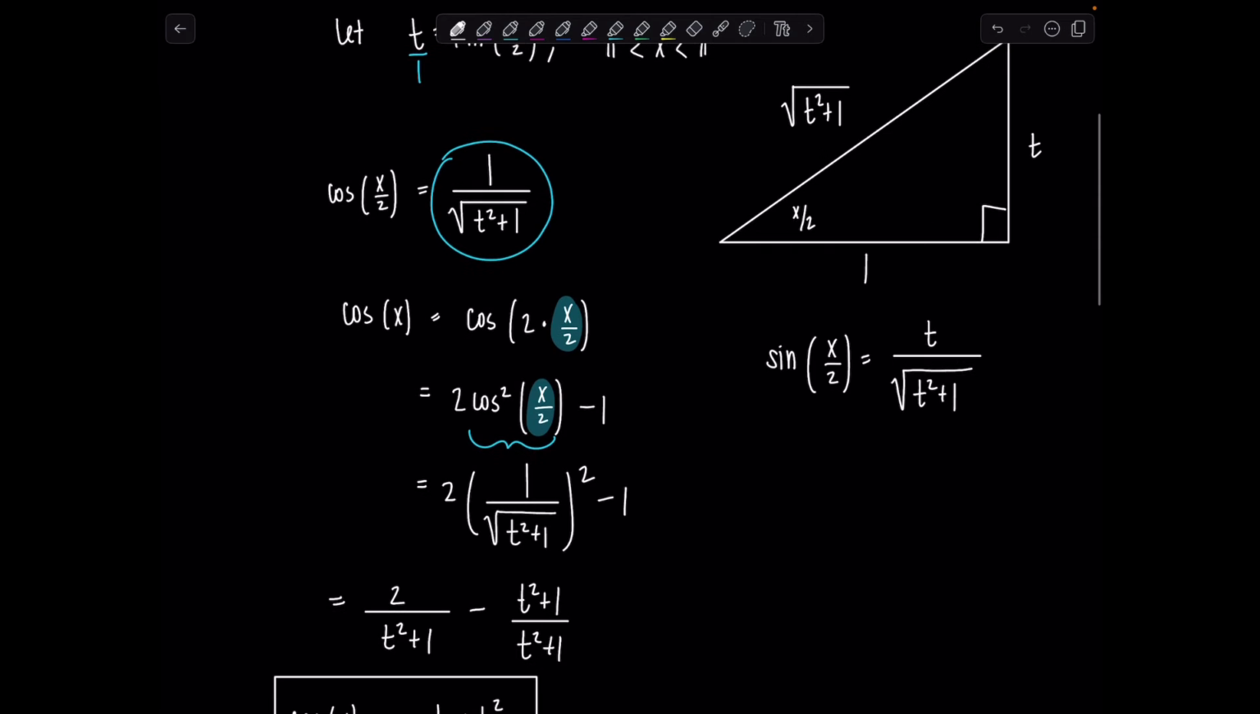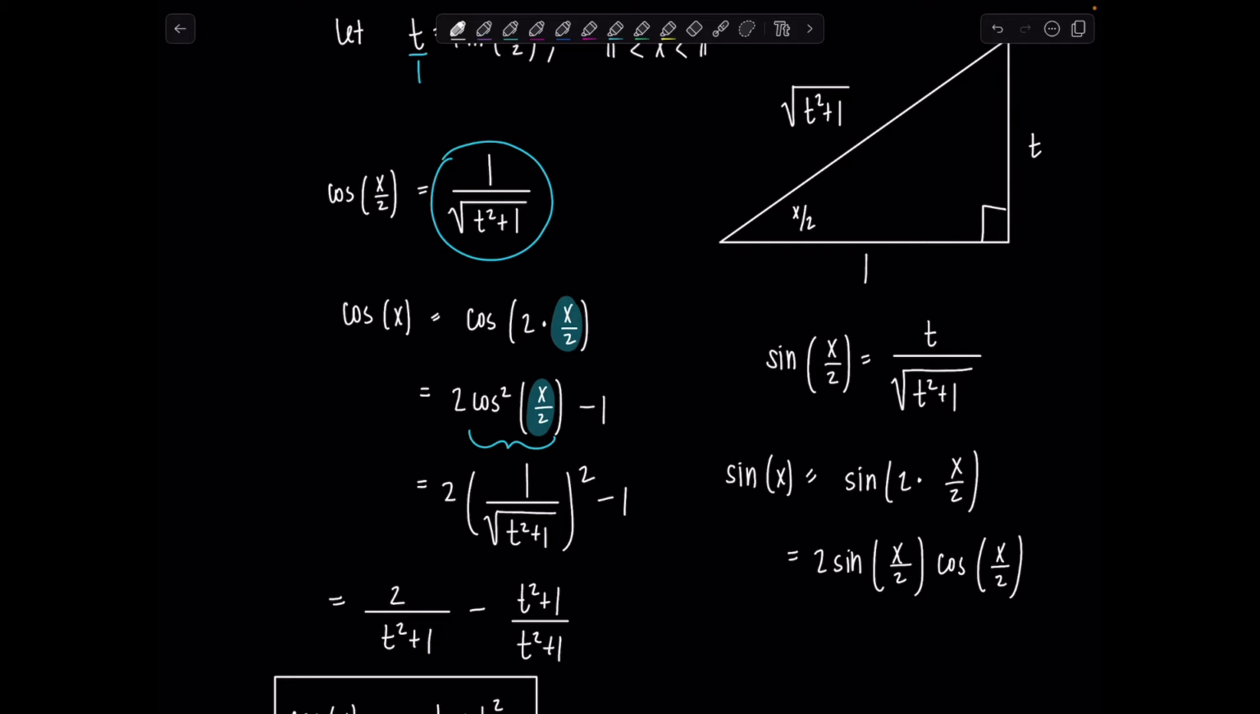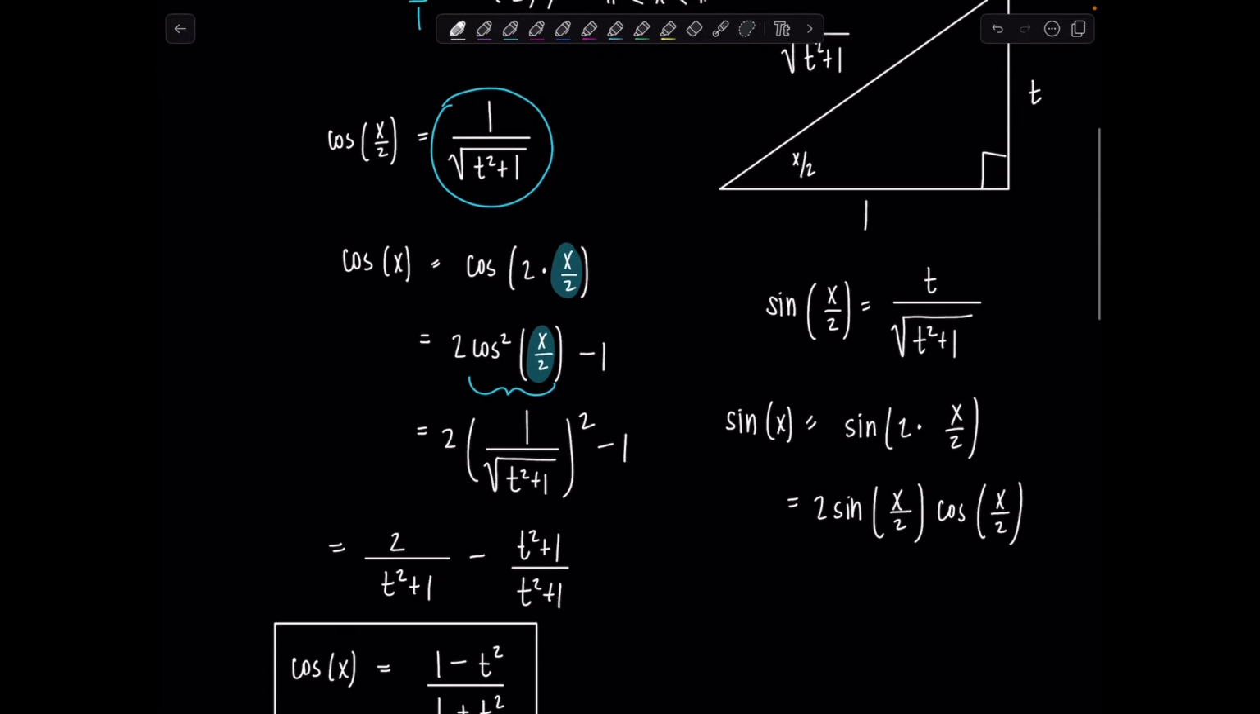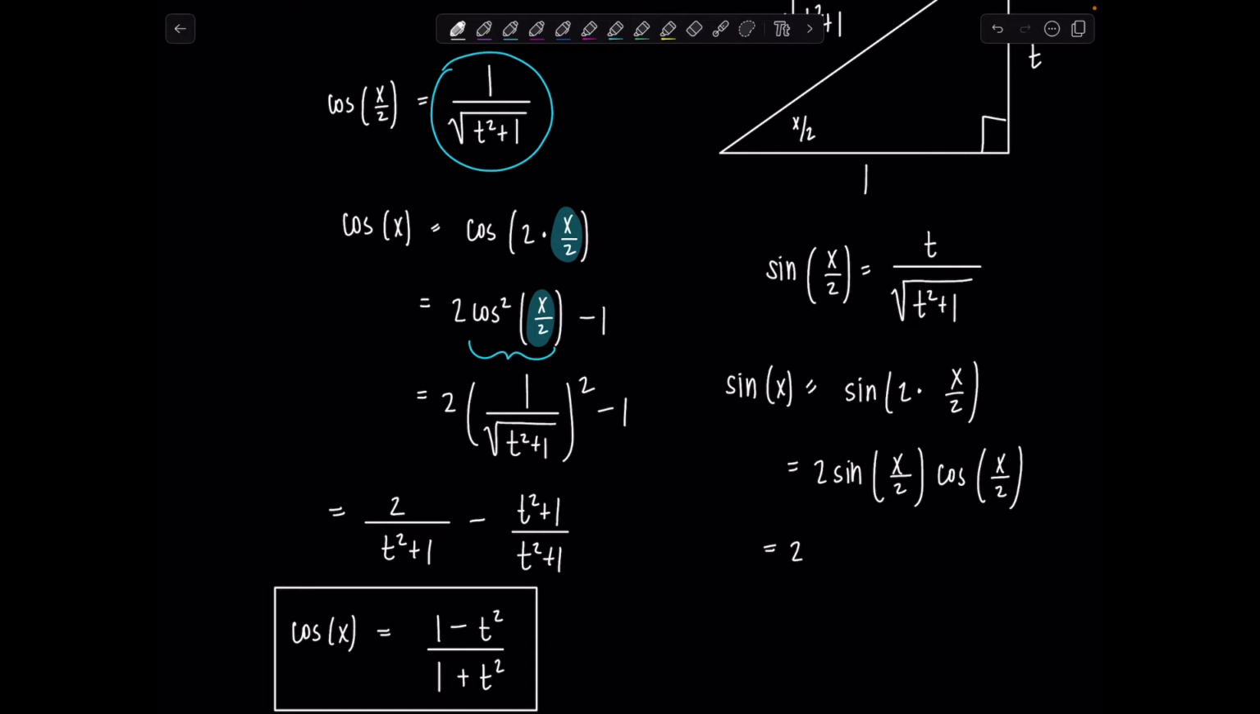And then from there, again, I want sine of x, which is sine of 2 times x over 2. And that's 2 sine of x over 2 cosine x over 2. Only one version of double angle identity for sine. And then now I'm just going to go through, substitute in. We'll have 2 times sine of x over 2, all of this, I have it right here. So that's t over radical t squared plus 1.